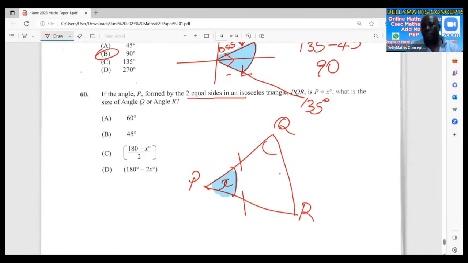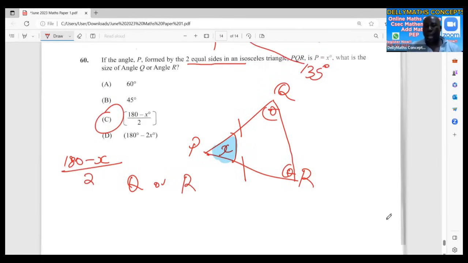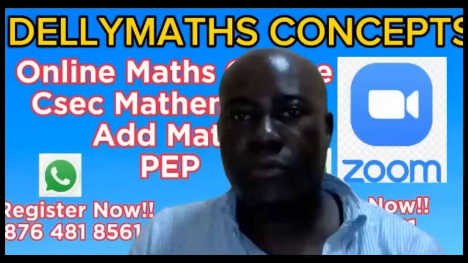So then, in order to find angle at Q, which is the same value as angle at R, I need to take X out of 180. And anything I get, I need to divide it in 2 pieces to share for Q or R. C is the answer, right? So right there is our full detailed workout, right?